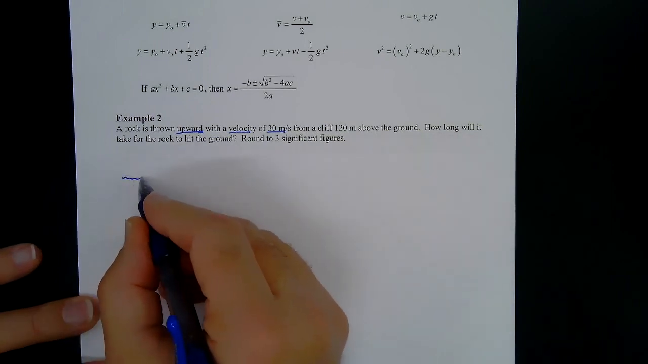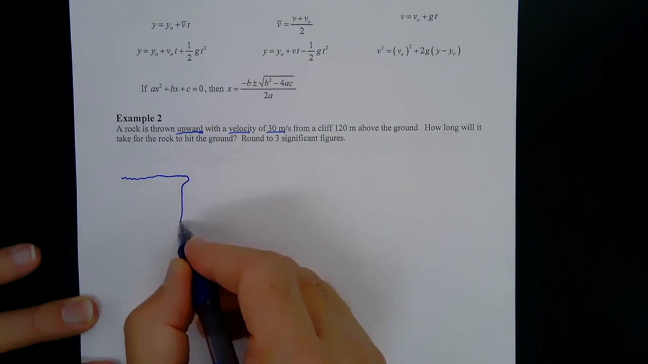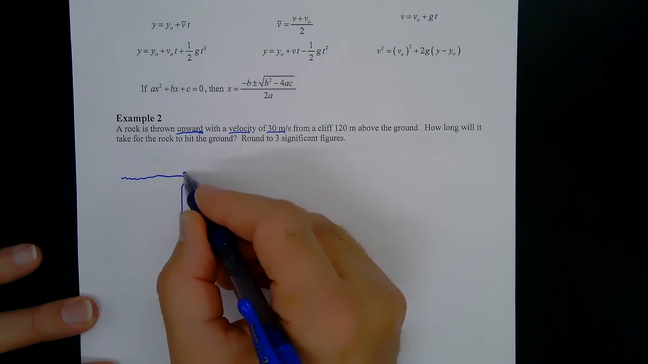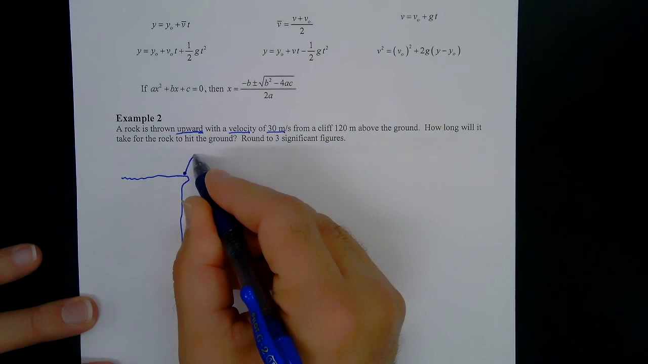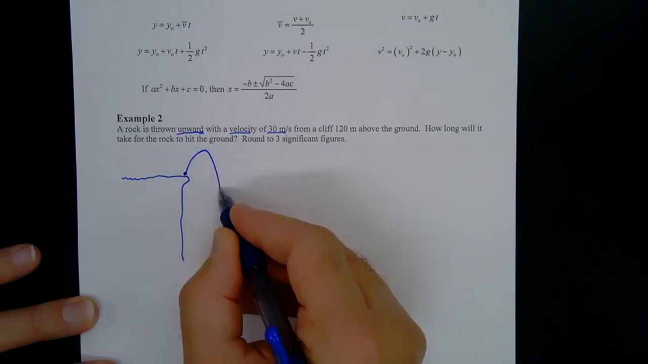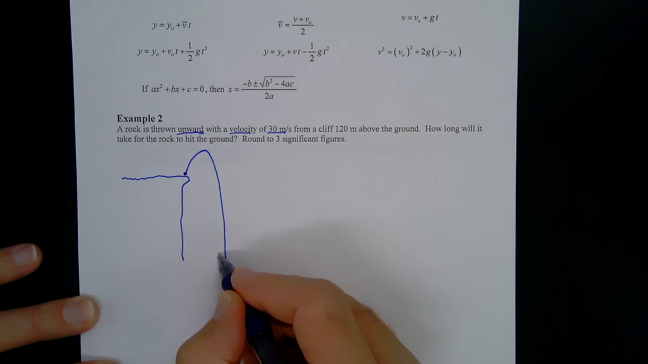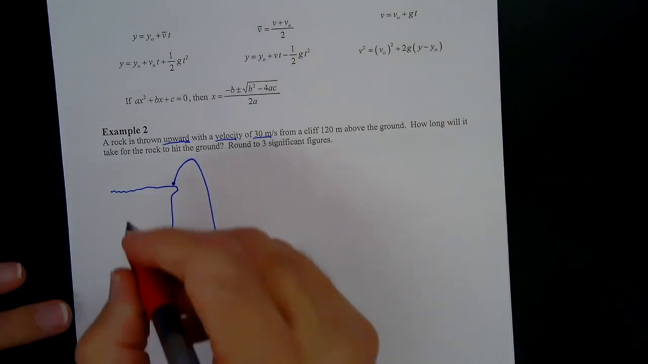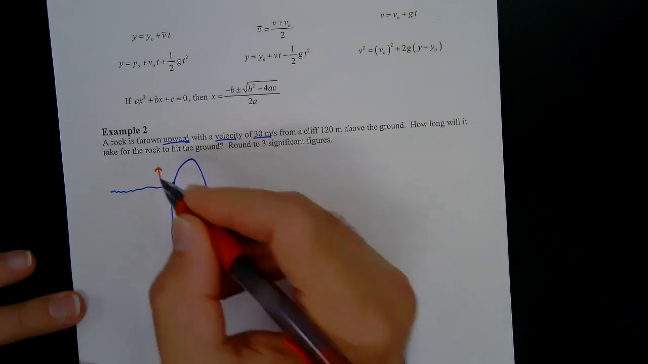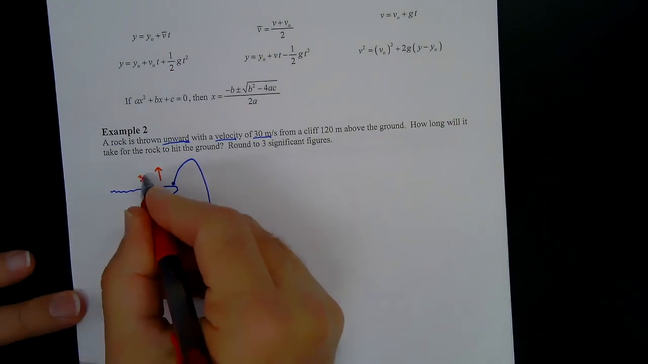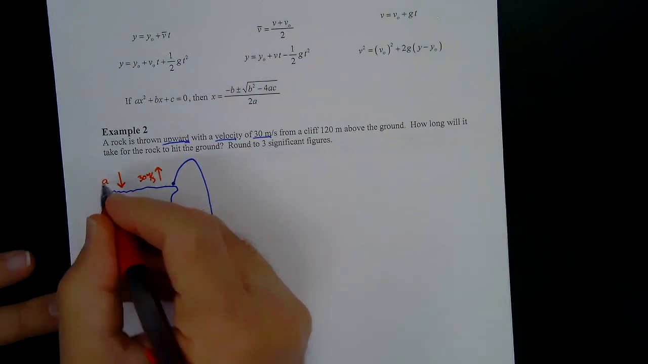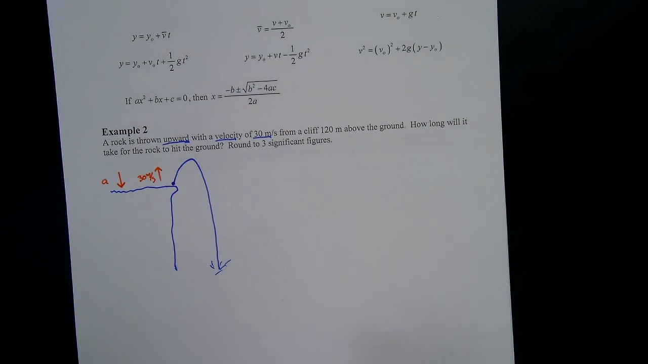So here's my cliff. And I'm going to throw this rock right here. I'm going to throw it upward, and it's going to go up and then come back down, and it's going to hit the ground right here. All right, so a few things. I know the velocity is going upward at 30 meters per second. I know the acceleration is downward. They're opposite of each other. That's why it's going to slow down and stop up here at the top.